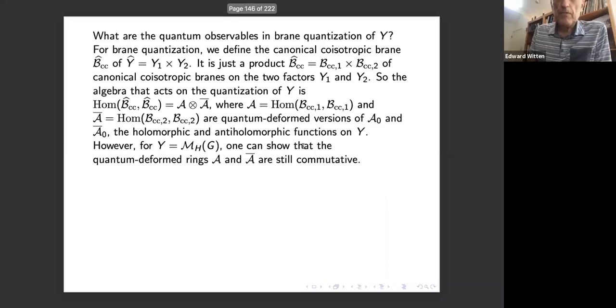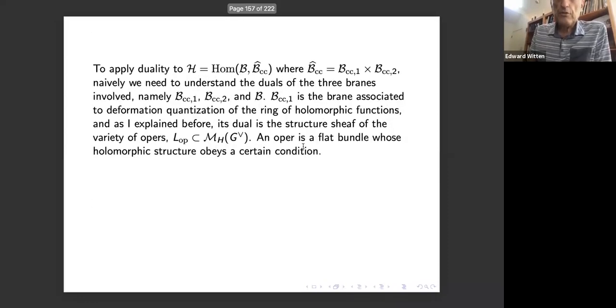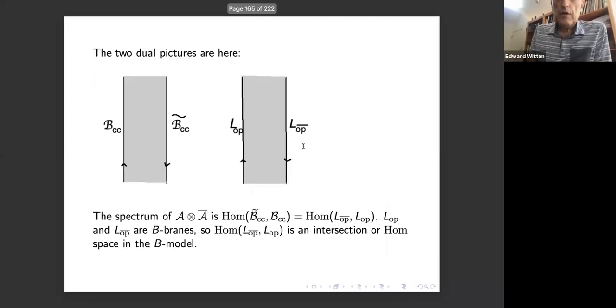So what's the best picture? The best picture is just this one. We're doing a B model. We have two Lagrangian branes. Everything's going to localize in their intersections. We're assuming the intersections are transverse. A Hitchin Hamiltonian is an operator we insert on one boundary. All it will do in the B model is have a value at each intersection point. So the intersection points will be eigenvalues.